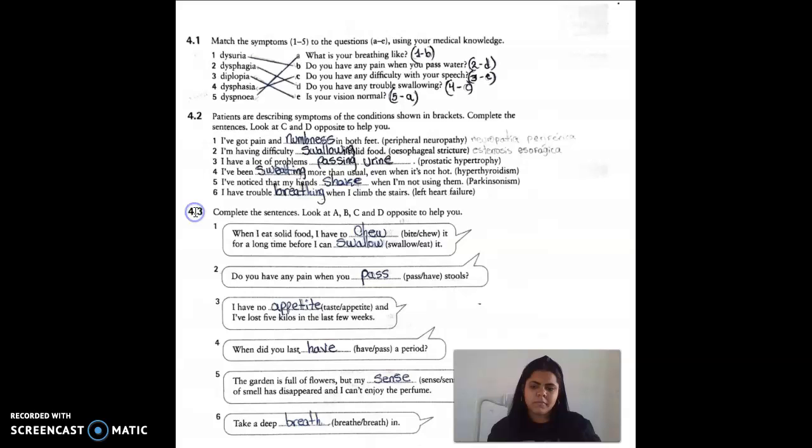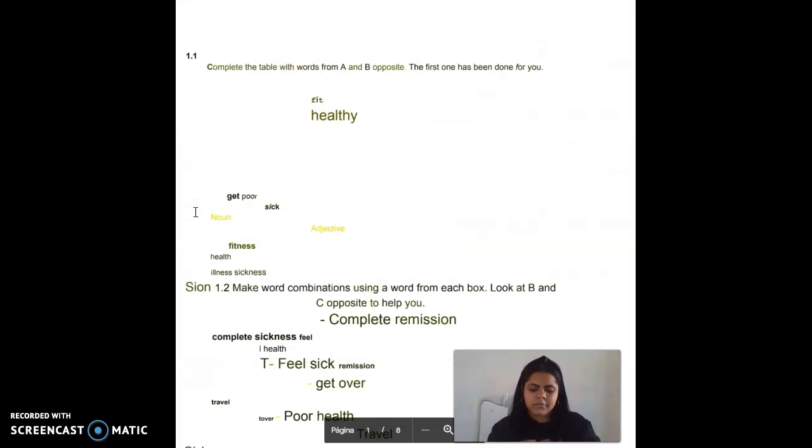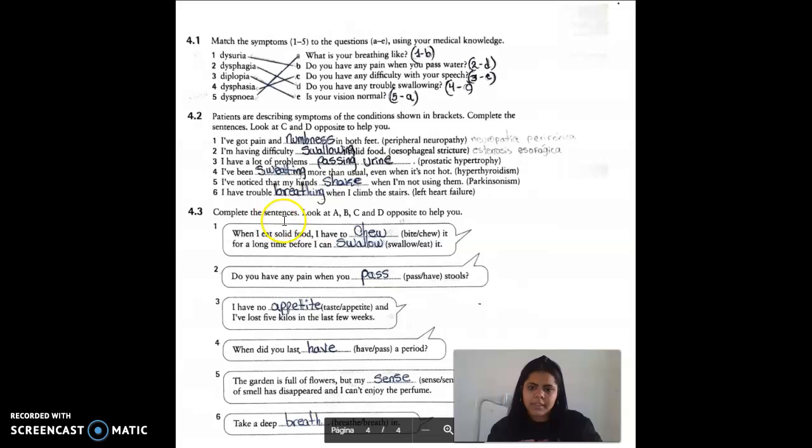4.3. Complete the sentence. 1. When I eat solid food, I have to chew it for a long time before I can swallow it. 2. Do you have any pain when you pass stools?